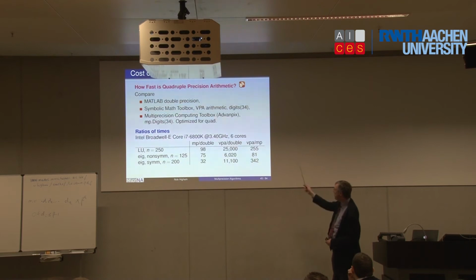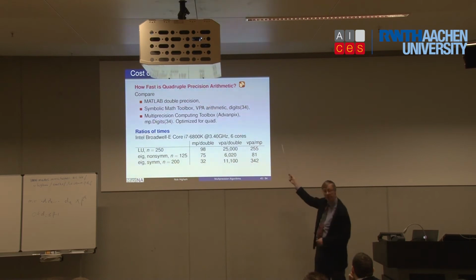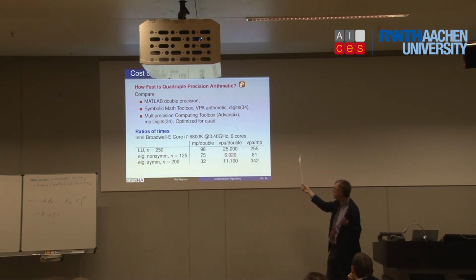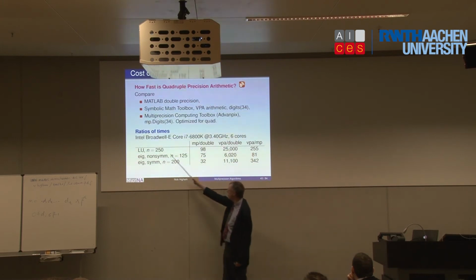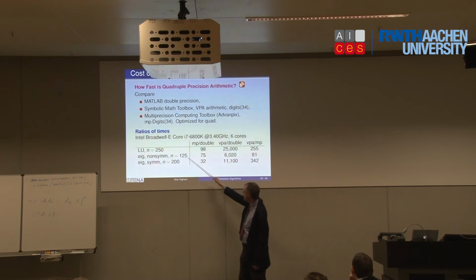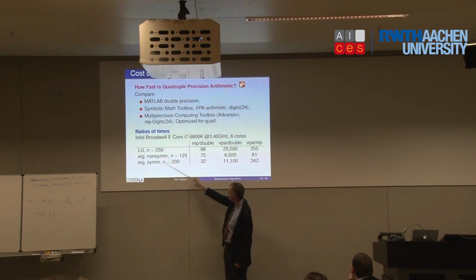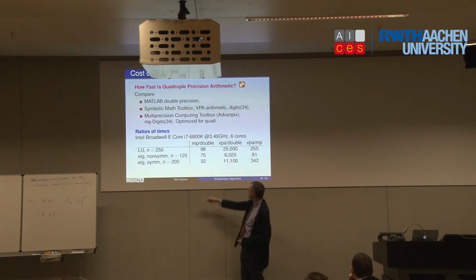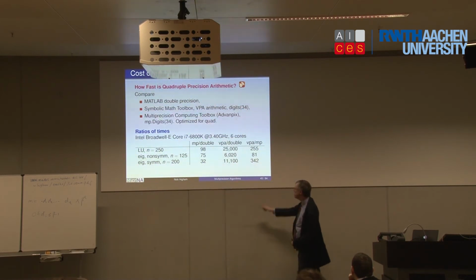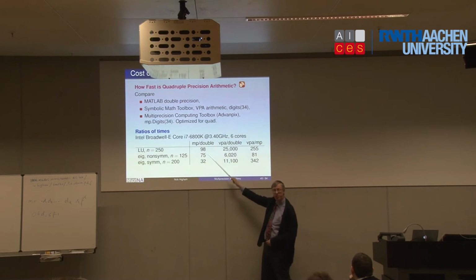So in this experiment, I've taken 34 decimal digit equivalent, so quad precision in IEEE standard. I've done an LU factorization of a matrix of dimension 250, an eigenvalue decomposition, non-symmetric, and an eigenvalue of a symmetric matrix. This is the complete eigenvalue decomposition. And I'm showing you the ratio of the time compared with double precision.